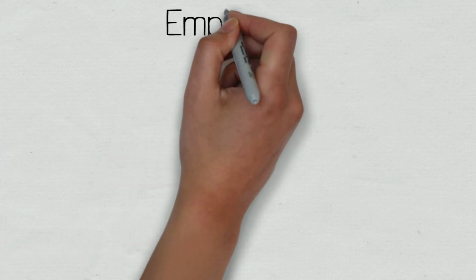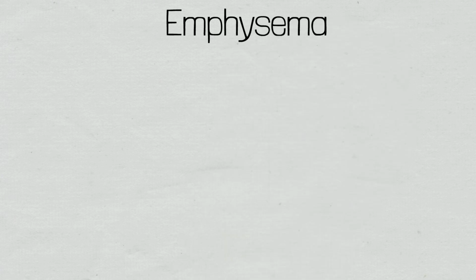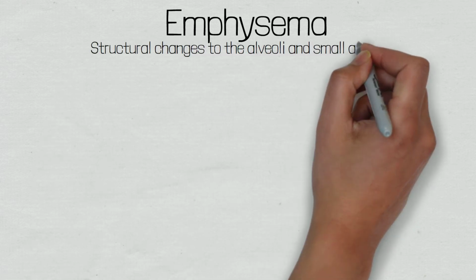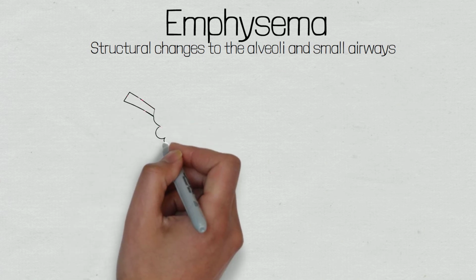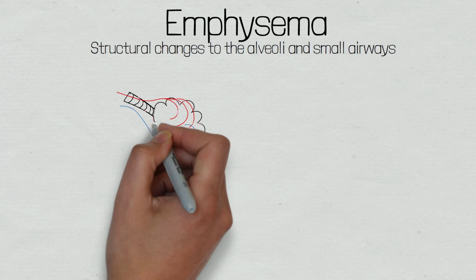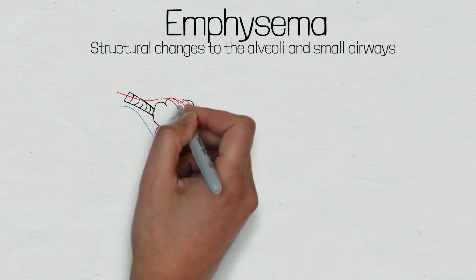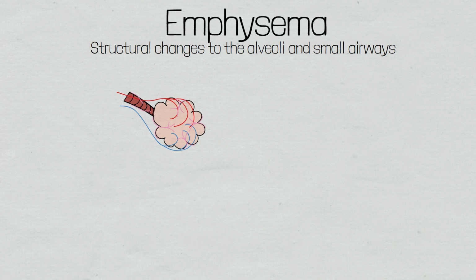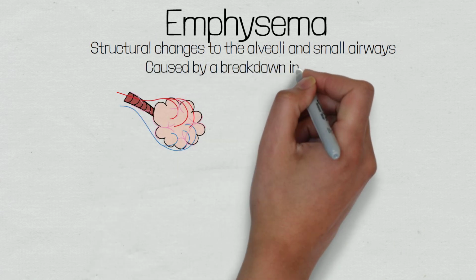Now let's look at the pathogenesis of emphysema. Emphysema is characterized by structural changes to the alveoli and small airways. The alveoli are the functional aspects of the lung responsible for gaseous exchange. The small airways are responsible for the passage of air between the atmosphere and the alveoli. These changes are caused by a breakdown in elastin.